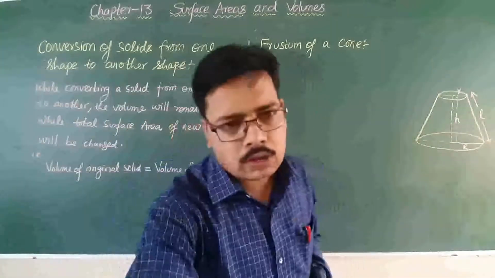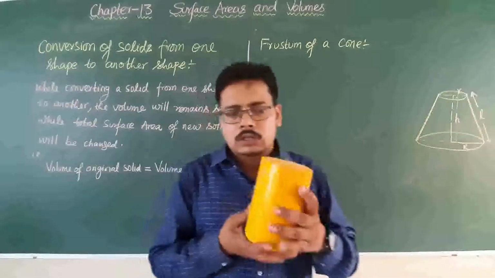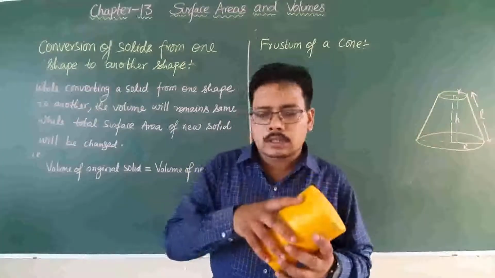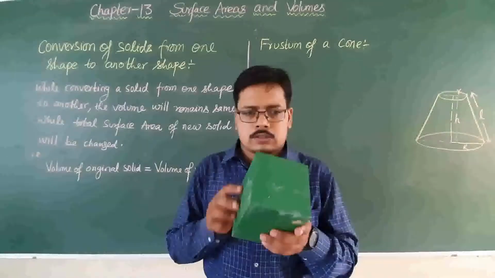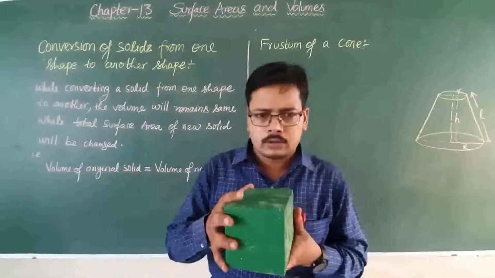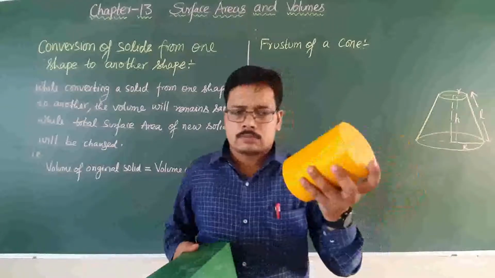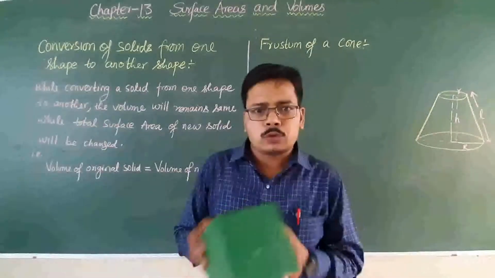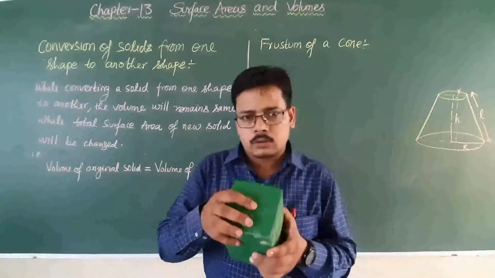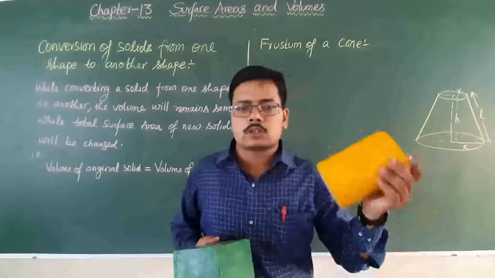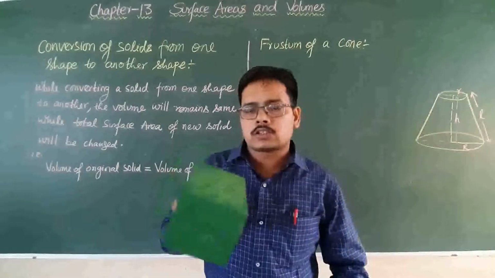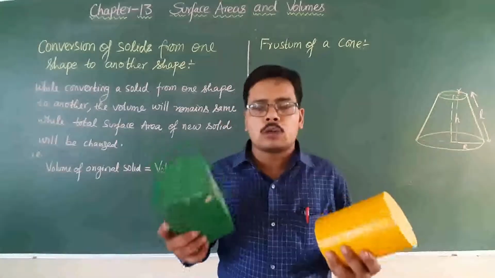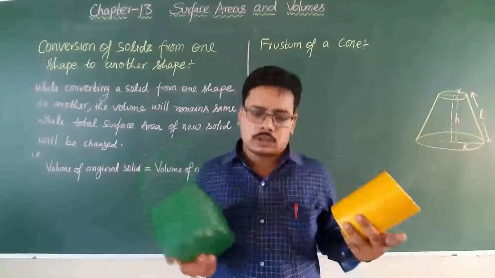Suppose I have this object, a cylindrical object, and after melting it, I have made this cuboid. After melting, the material of this object has been used to make this object. So the volume of this object is equal to the volume of this new object.